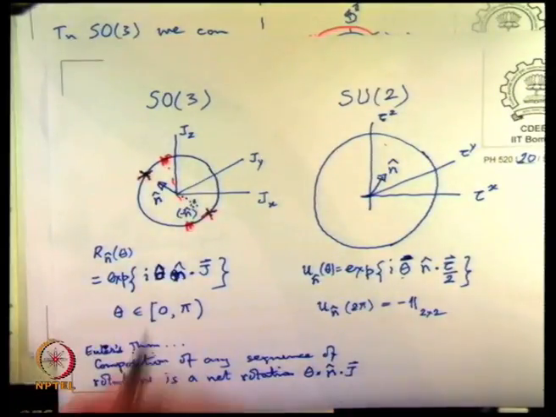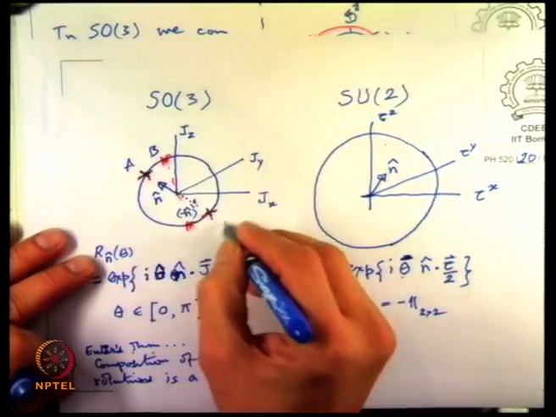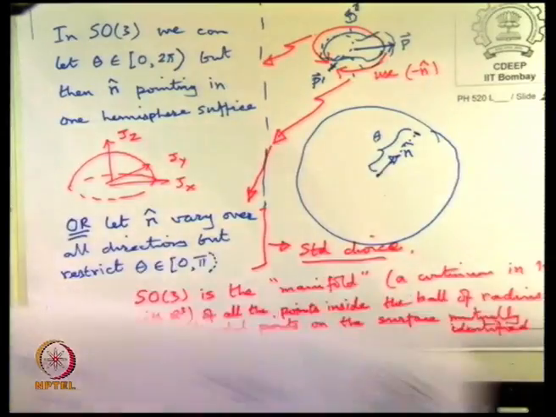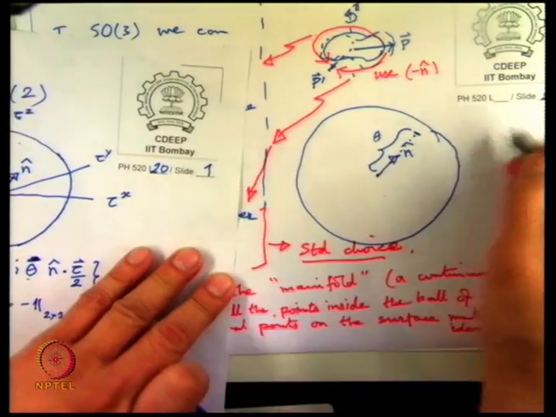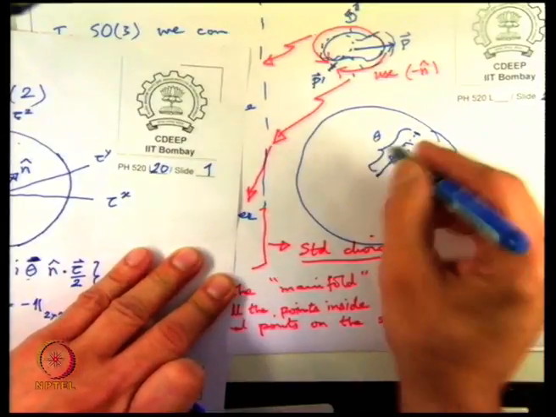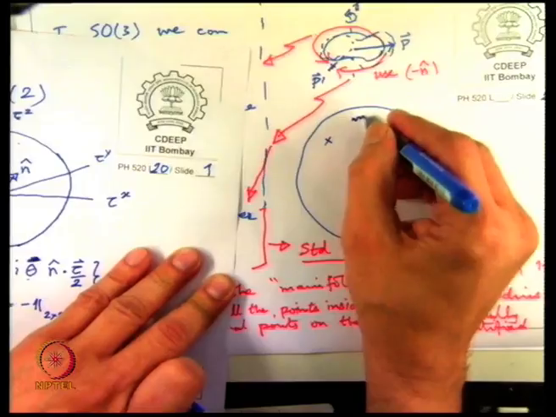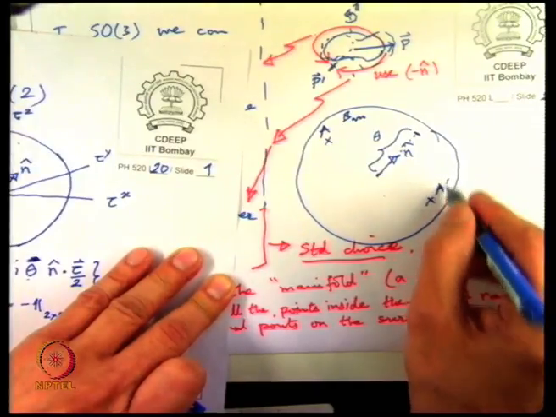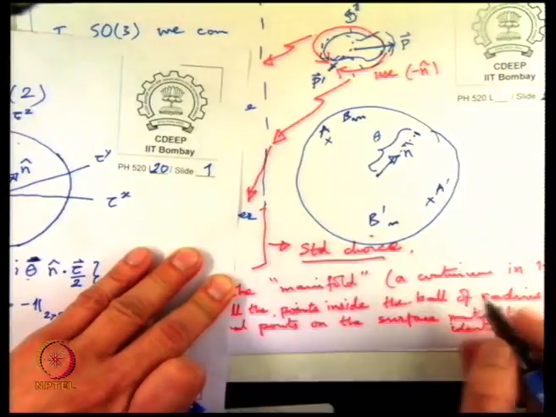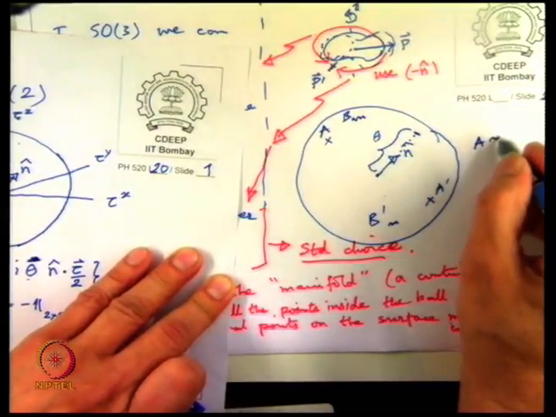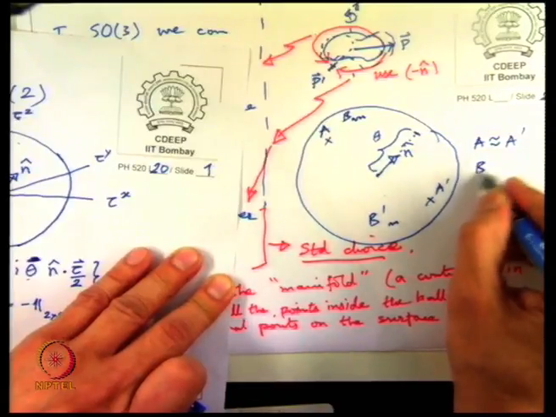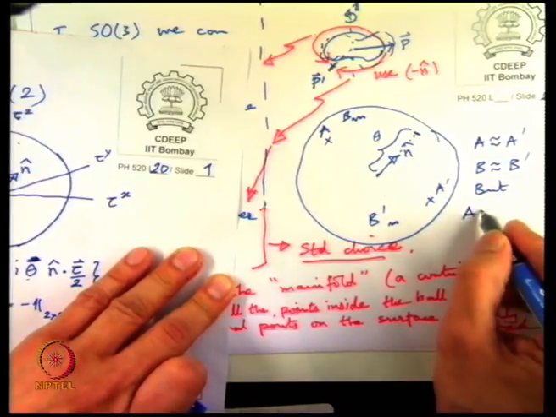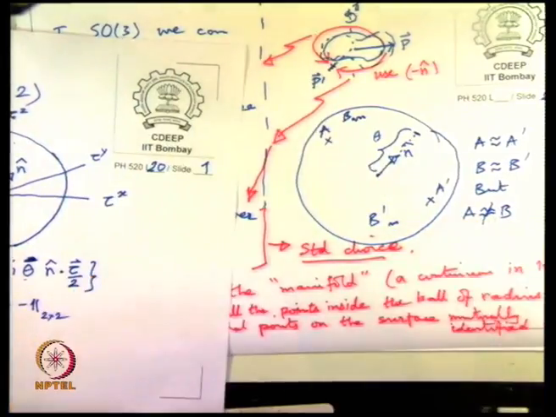So suppose we call this A and B, and A prime and B prime. Let us say there is A and B, and I have A prime and B prime. So A prime is the same as A, B prime is the same as B, but A is not the same as B; in any group theory sense, A and B are distinct.